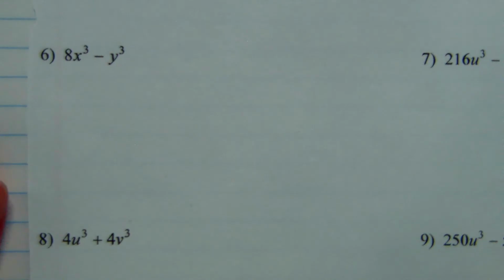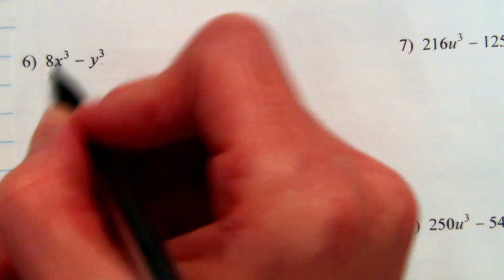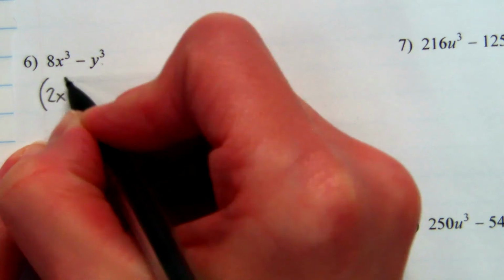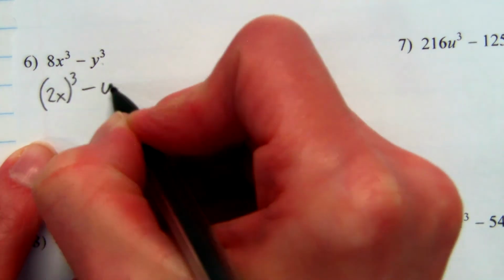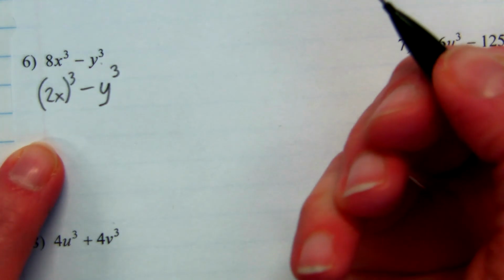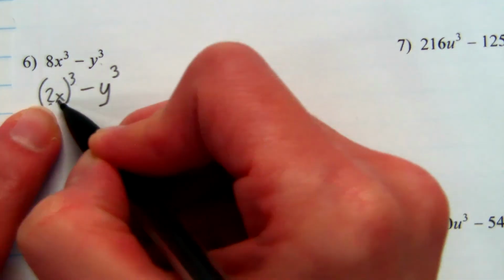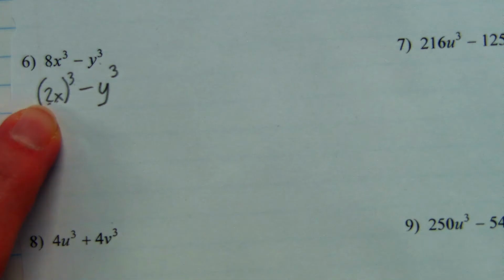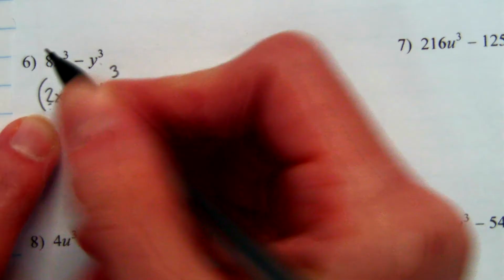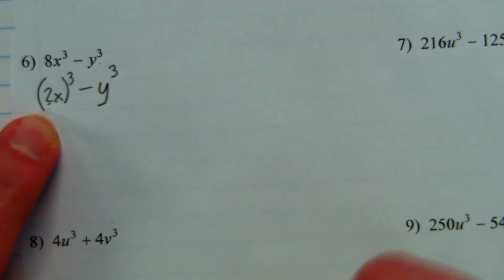Okay, so on number 6, we have to write these as cubed. 8 is 2 cubed. We've already looked at that, so I'm going to write that as 2x cubed and y cubed. Why do you have to write it if it's already cubed? Because 8 has to be written as something cubed. You have to know that it's 2x that's getting cubed because that's your a. You're not going to use 8 when you put it in the formula. You're going to use 2.